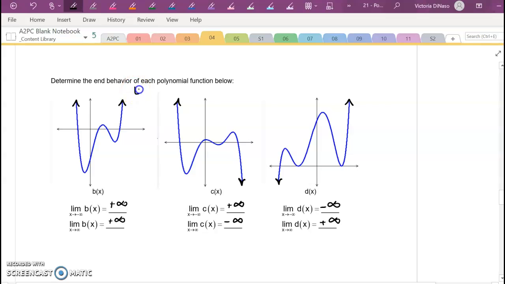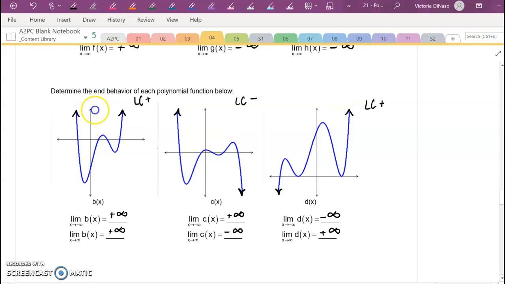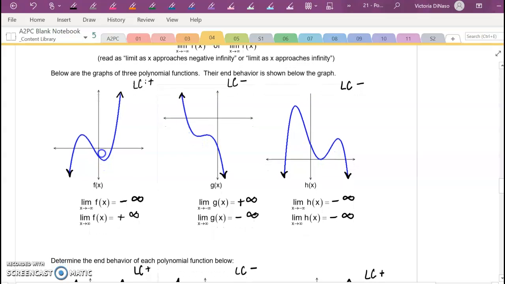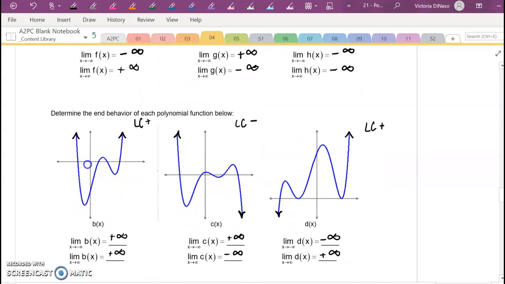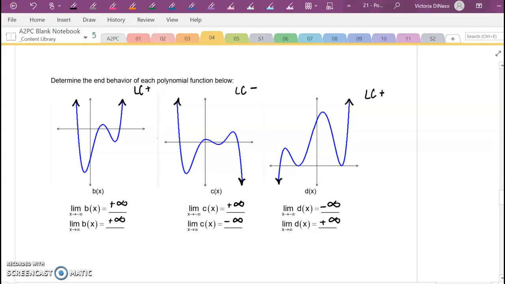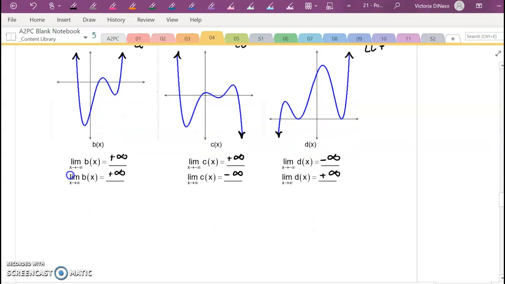My leading coefficient for b of x would be positive. My leading coefficient for c of x would be negative. And finally, we have d of x. The limit of d of x as x approaches negative infinity, we have negative infinity. And the limit of d of x as x approaches positive infinity is positive infinity. My leading coefficient would be positive here. For each of our graphs below, we were able to write either positive or negative infinity. That's always your answer when we're talking about the limit of something in relation to our polynomial functions.